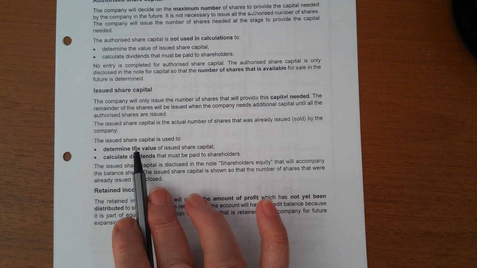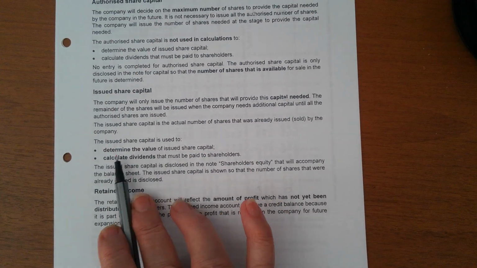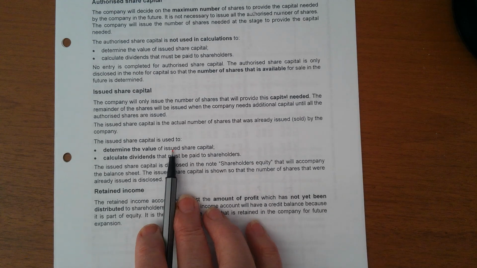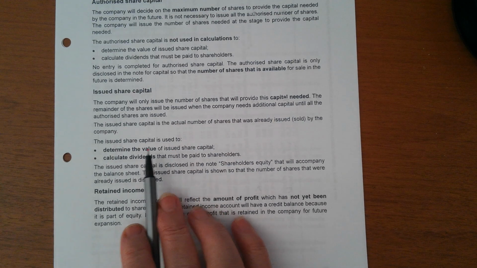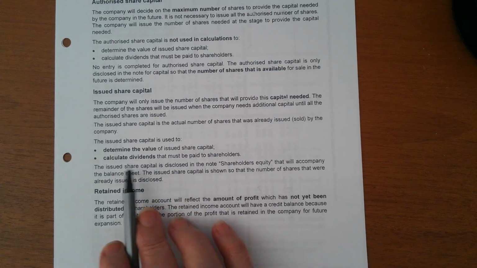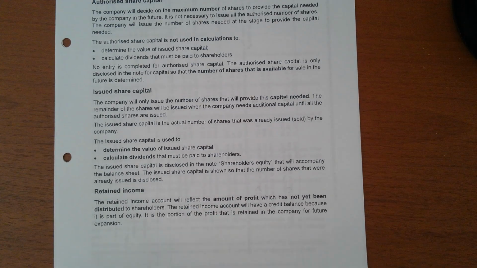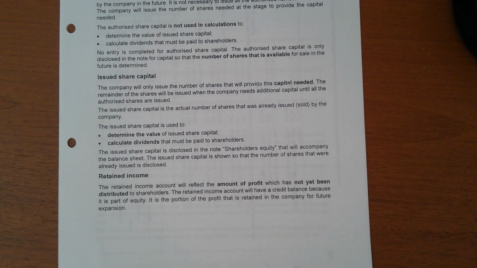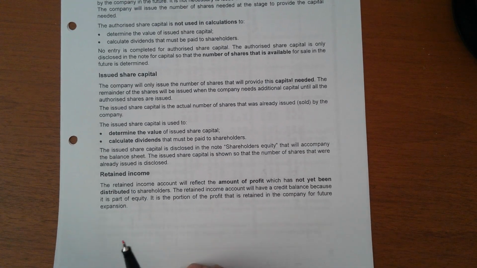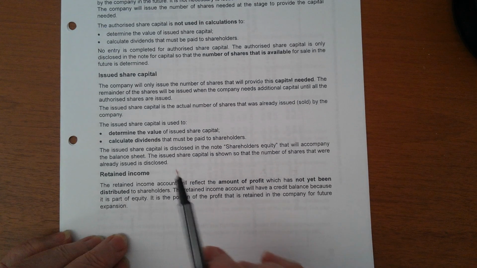In the issued share capital, you will determine what the value of your share capital is. So you will look at how many shares were issued at various prices, added together to determine what the total capital is. The dividends will be calculated according to this capital, on the number of shares that were issued on the day the dividend was declared. Okay, this retained income is the profit that you will have to distribute in the future. So it wasn't paid out this year, and you keep it back for expansion.